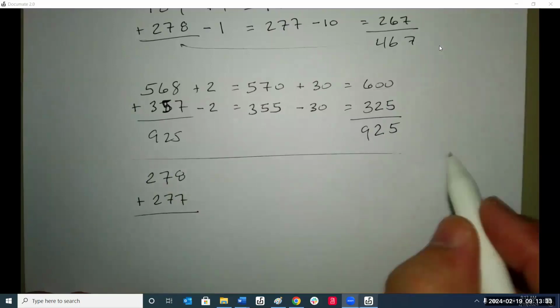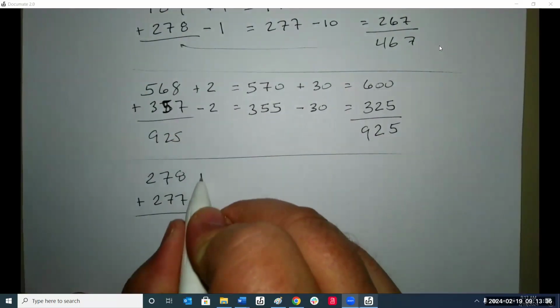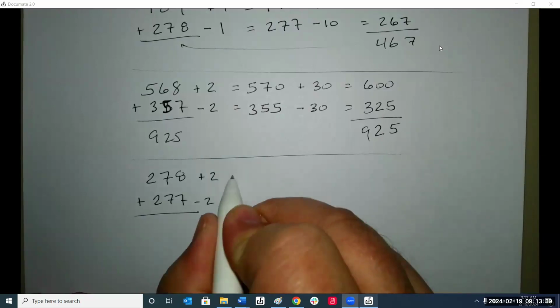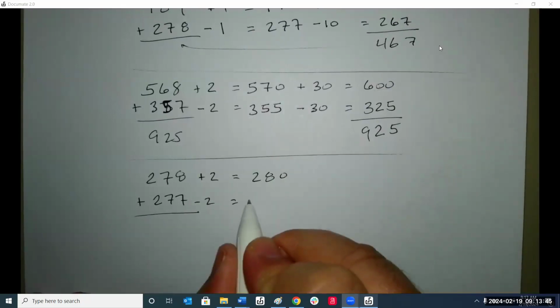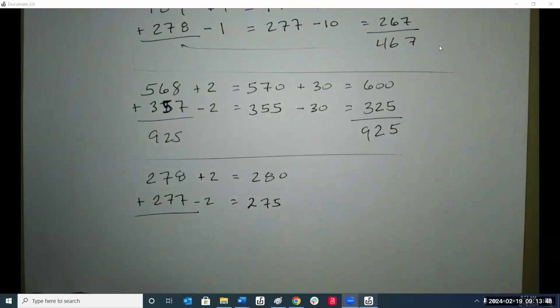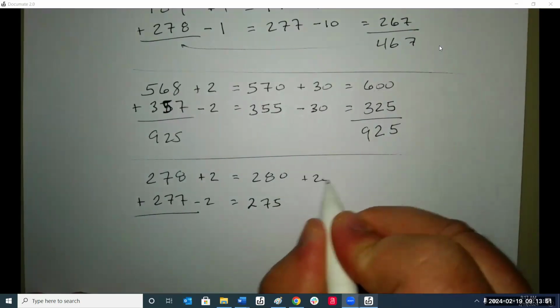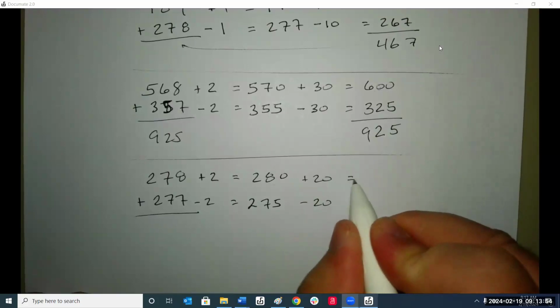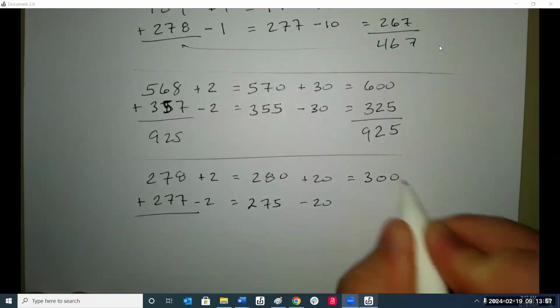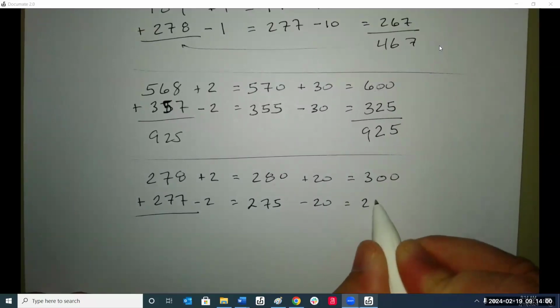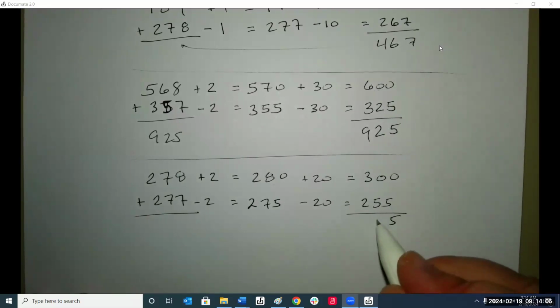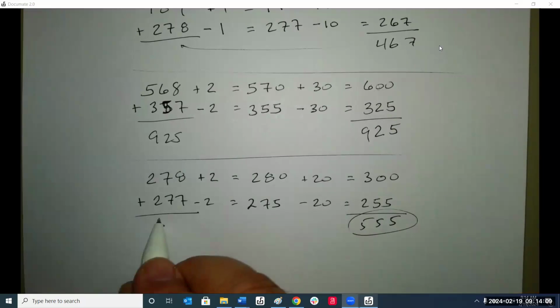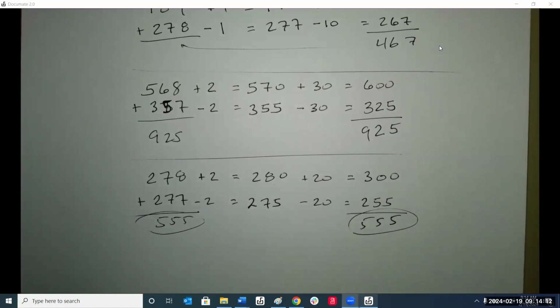Let's look at these two. So I add 2 to this one. I subtract 2 from that one. This one makes it 280. This one makes it 275. If I add 20 to this one and take away 20 from that one, I get 300. I get 255. 555. That's the opposite change algorithm.